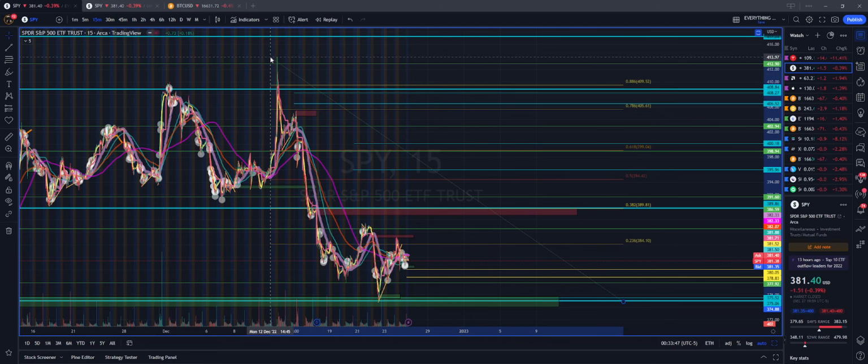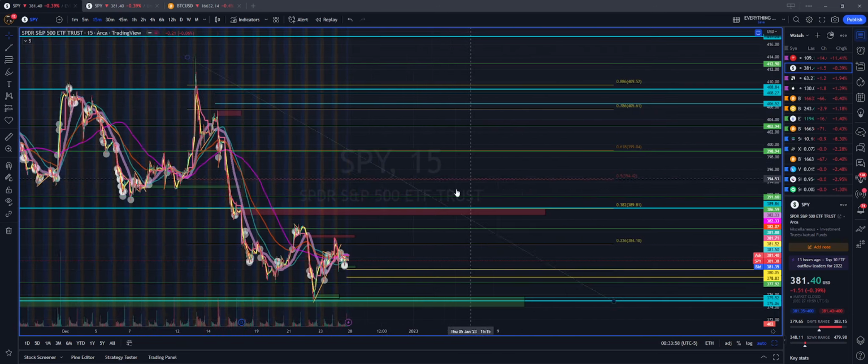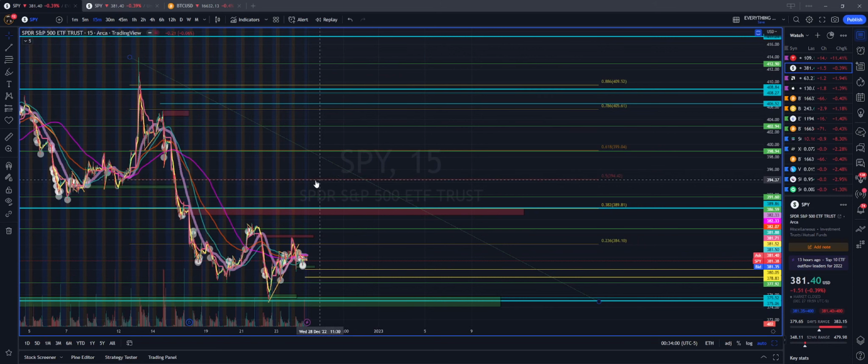Hold on. Let me adjust a little bit. Okay. Right. I'm just gonna adjust it quick. This is the 0.5 and this is the 0.618. So this is the major key level.